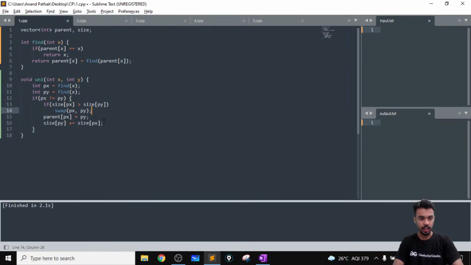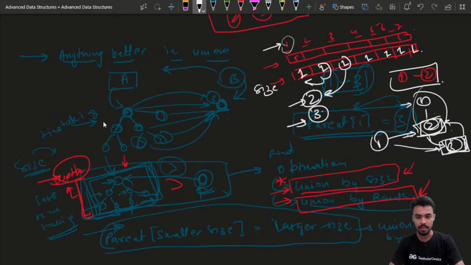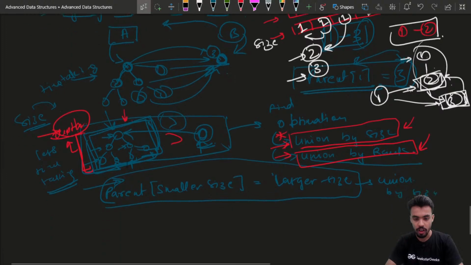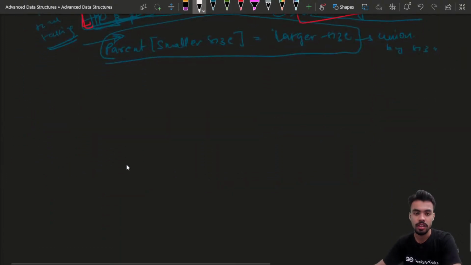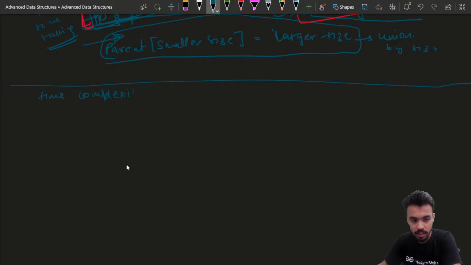Okay, so I think now this is properly optimized. We have already optimized our union and find structure. Let us discuss the time complexity. The time complexity would be say order of alpha n. Technically it is order of alpha n, because this is amortized time complexity. You cannot calculate the time complexity of this one directly, because it is very difficult to calculate the time complexity of DSU. It requires huge mathematics.